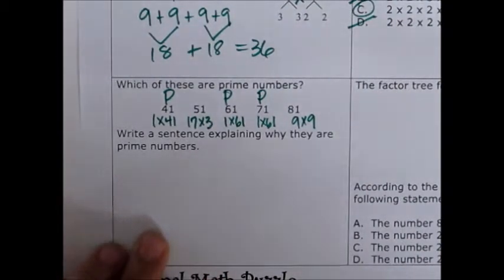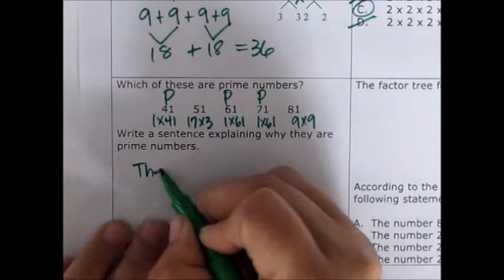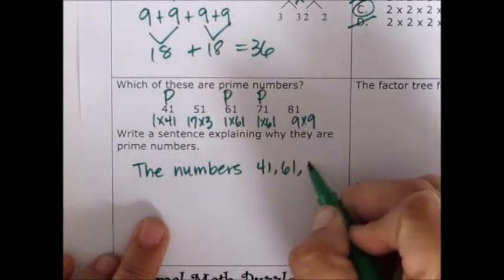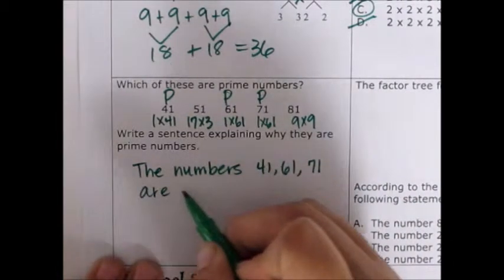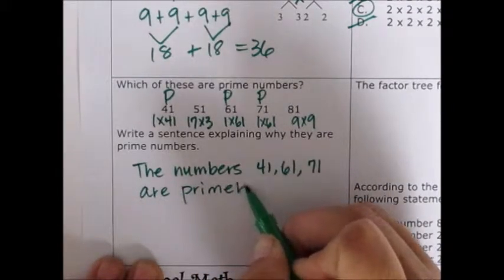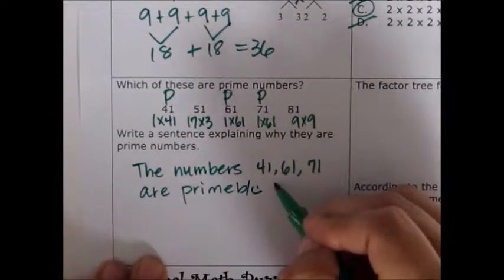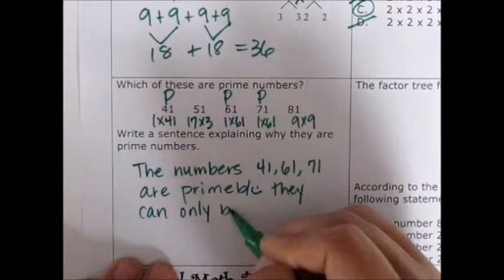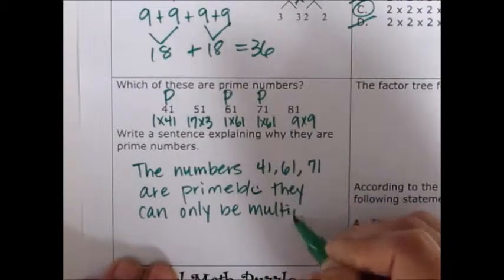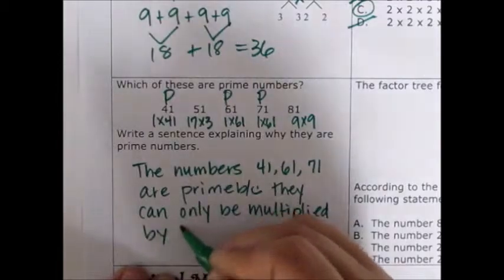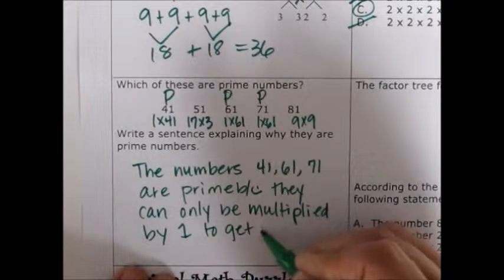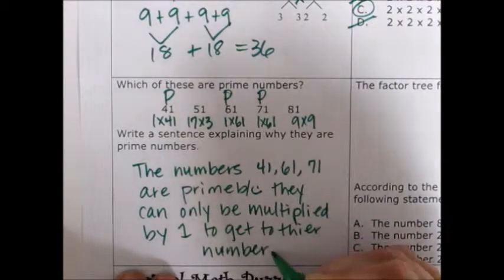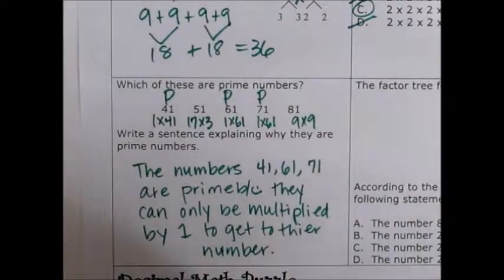Write a sentence explaining why they're prime numbers. So the numbers 41, 61, and 71 are prime because they can only be multiplied by 1 to get to their number. Right? That's the only way to get to their numbers, by multiplying by 1.